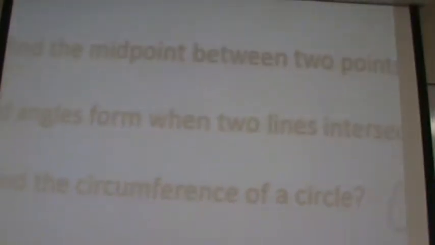Next. Midpoint. Do you guys remember the midpoint formula? Here's your midpoint formula: x1 plus x2 over 2, comma, y1 plus y2 over 2. What it is, you're just adding up your two x's and dividing by 2, adding your two y's and dividing by 2. Think of average.